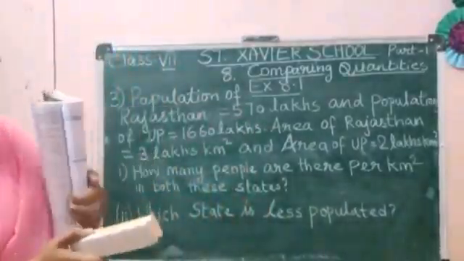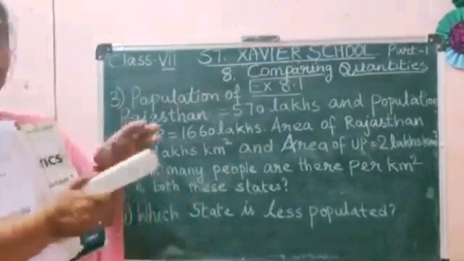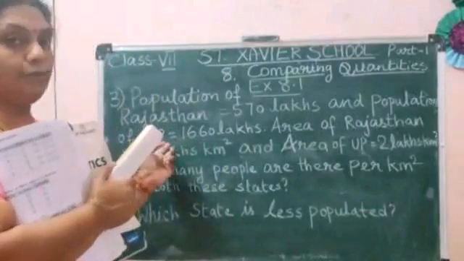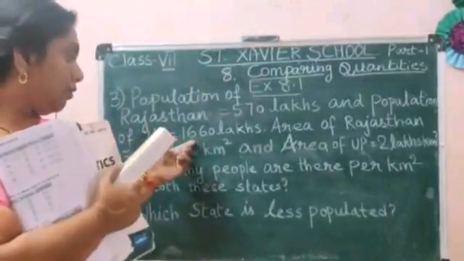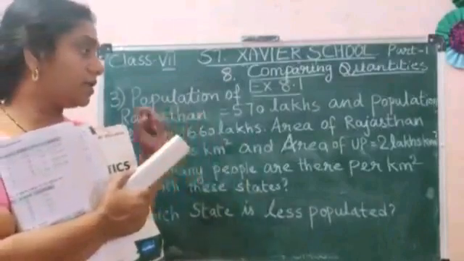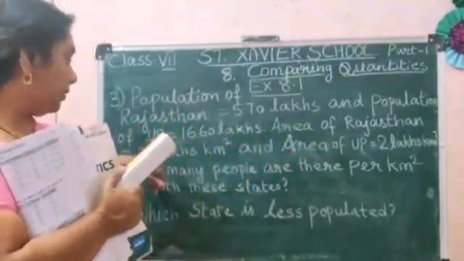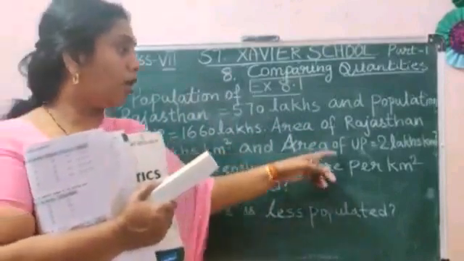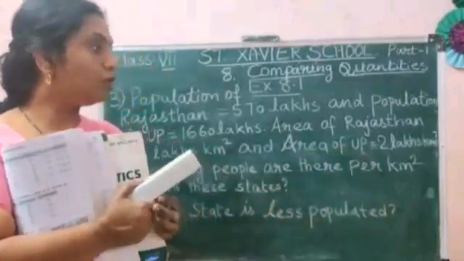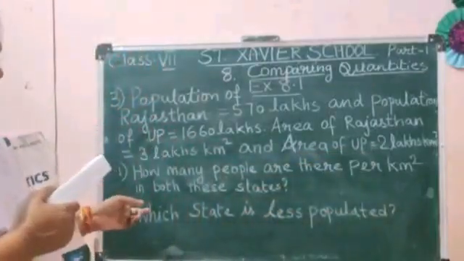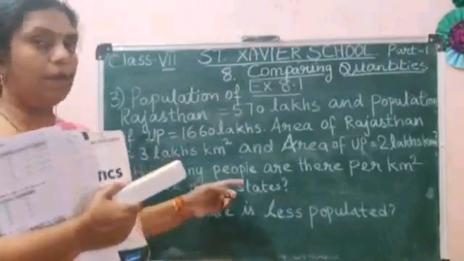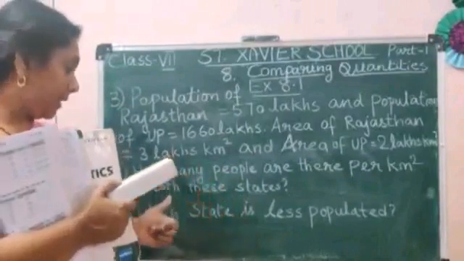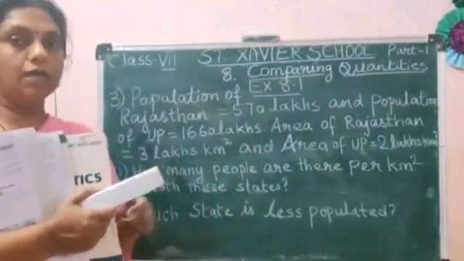Now we will go for question number 3. Population of Rajasthan is 570 lakhs and population of Uttar Pradesh is 1660 lakhs. Area of Rajasthan is 3 lakh kilometer square and area of Uttar Pradesh is 2 lakh kilometer square. What are the questions? How many people are there per kilometer square in both these states? Second one, which state is less populated?